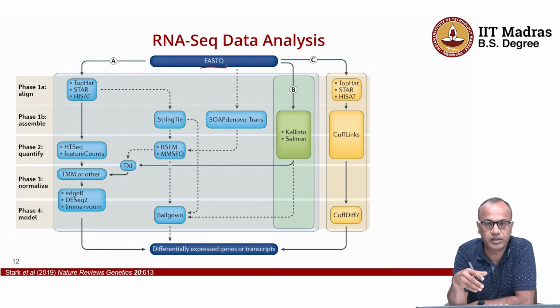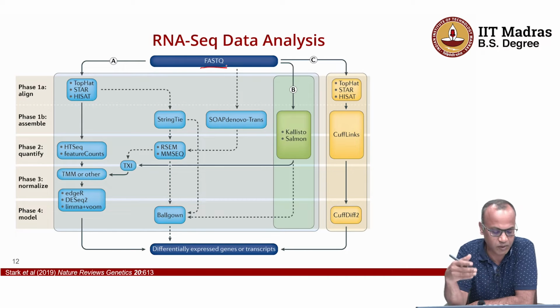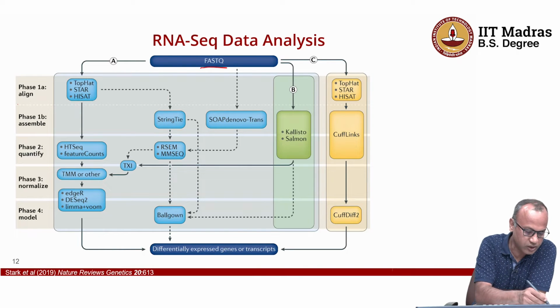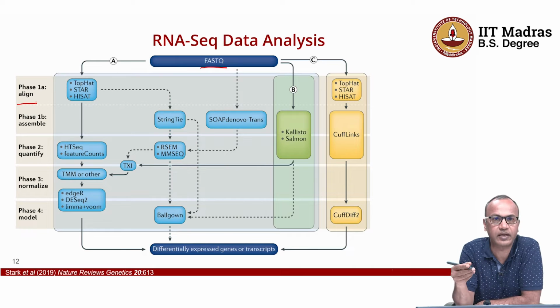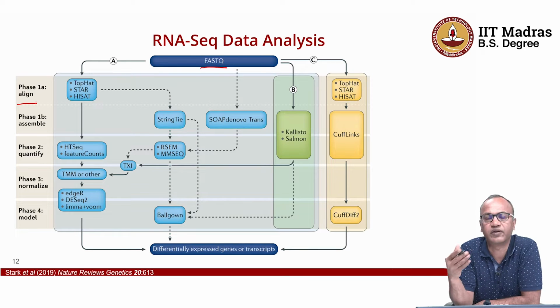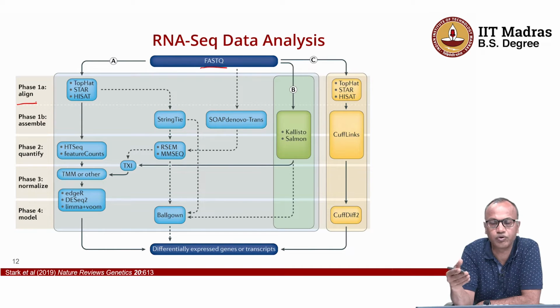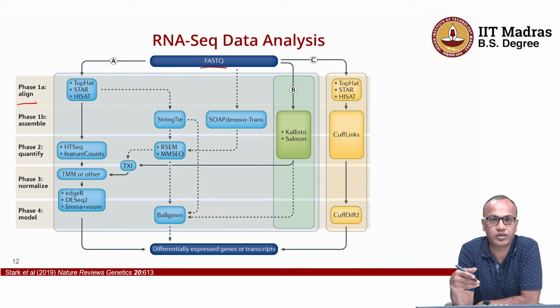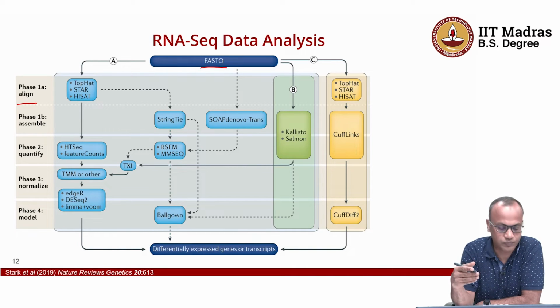But before we can do that, there are certain steps that one has to take, and many of these steps we will not go into in detail in this course. Maybe in future we'll have more courses which would cover these algorithms in more detail. But there are basically 4 phases of analysis. One is to take the raw reads and align them to the reference genome. So if it is human RNA-seq, you will align all those reads to the human genome.